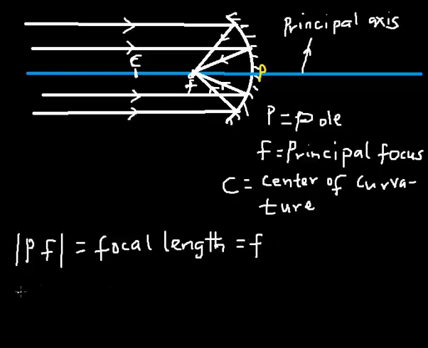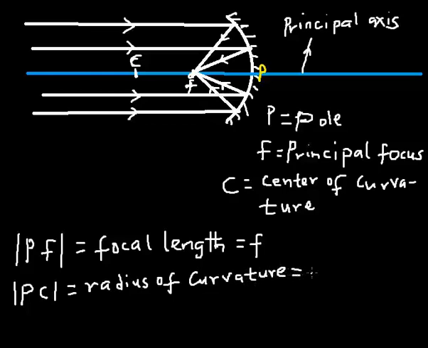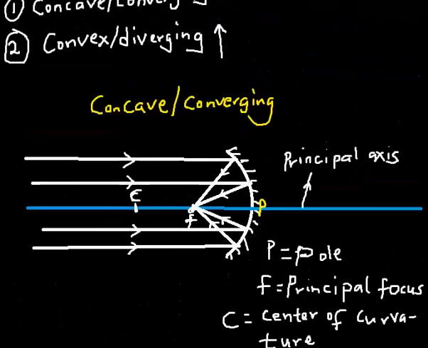The distance between the pole and the center of curvature is what is known as the radius of curvature. I'm using small letter c to represent it. Now know that the radius of curvature is always 2 times the focal length. Please take note of that. Radius of curvature is always 2 times the focal length.